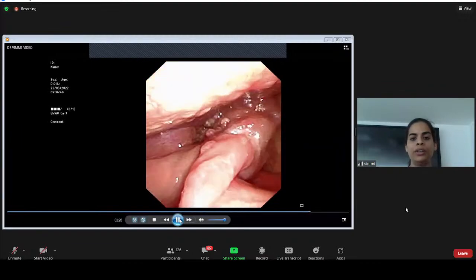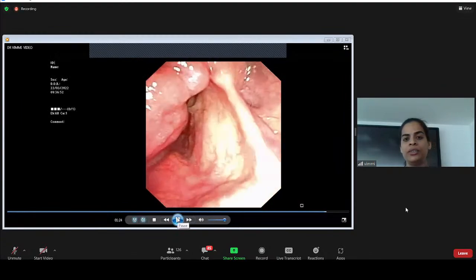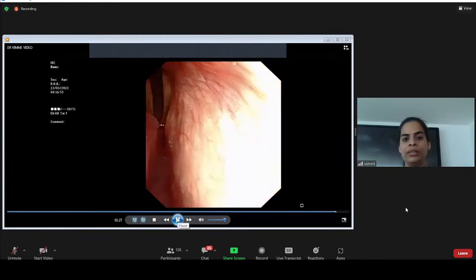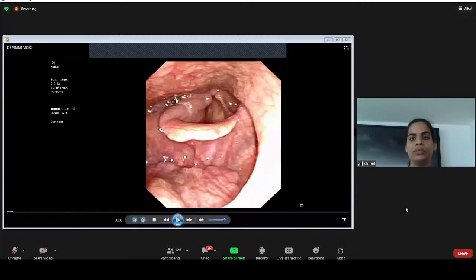So the aryepiglottic fold is involved, both laryngeal and hypopharyngeal part. And the true vocal cords are seen now, and they appear to be free. Both bilateral true vocal cords appear to be free.